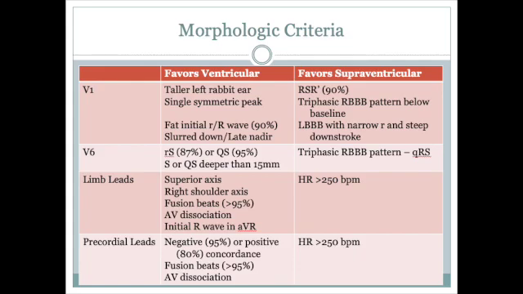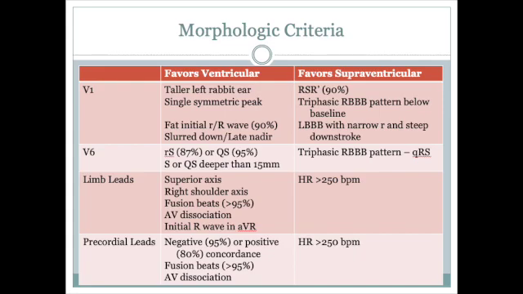For example, a heart rate greater than 250 favors a supraventricular origin. A heart rate between 120 and 250 isn't on this list. It can be either. Same thing with the axis.